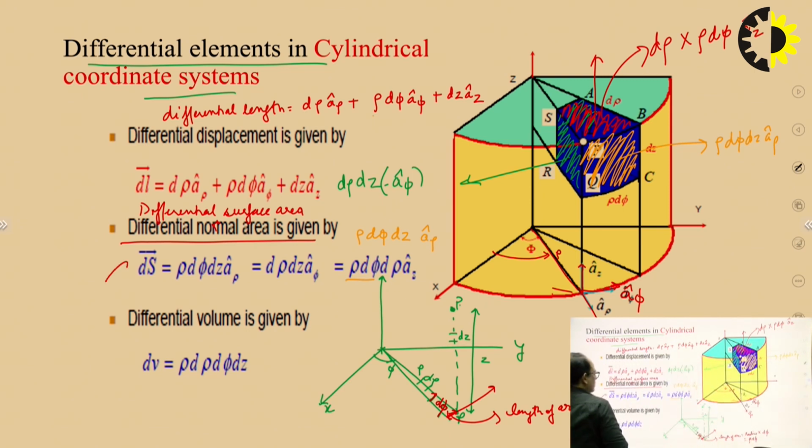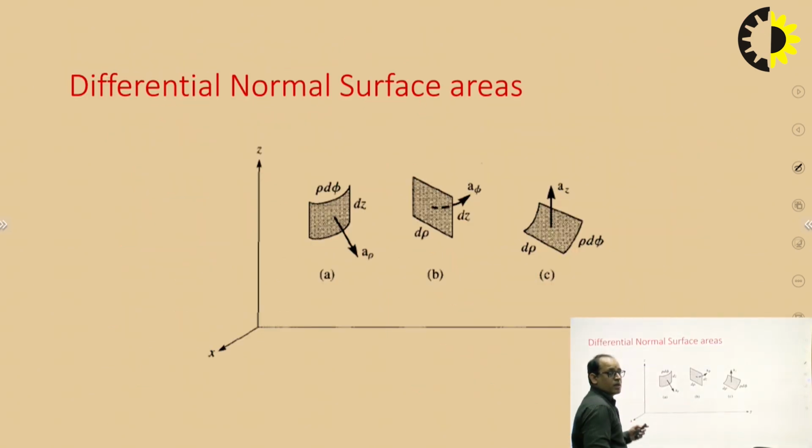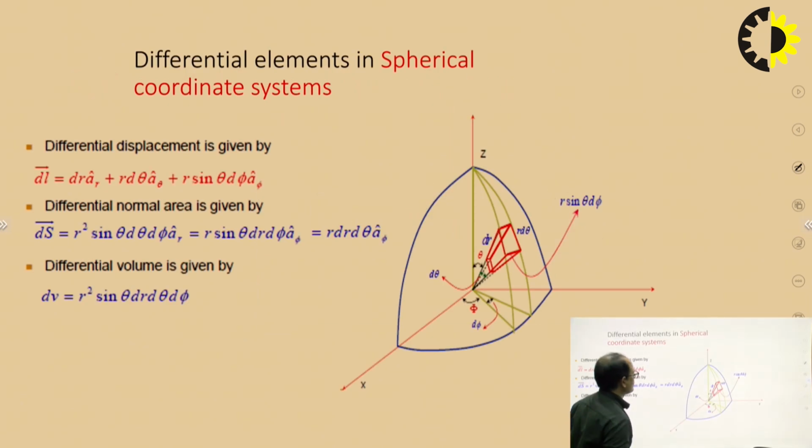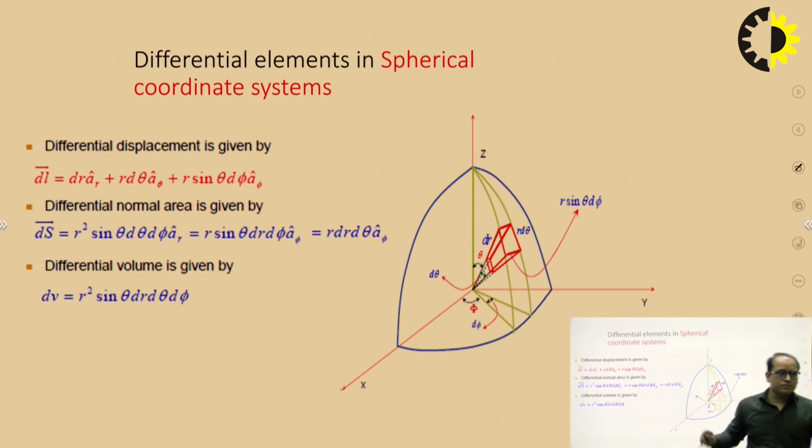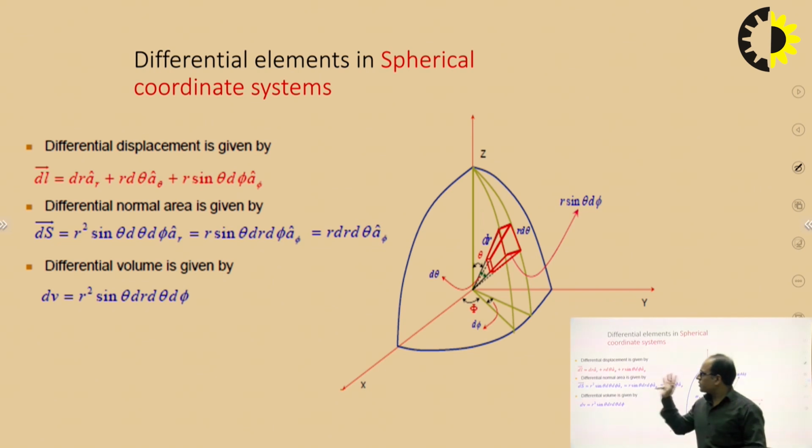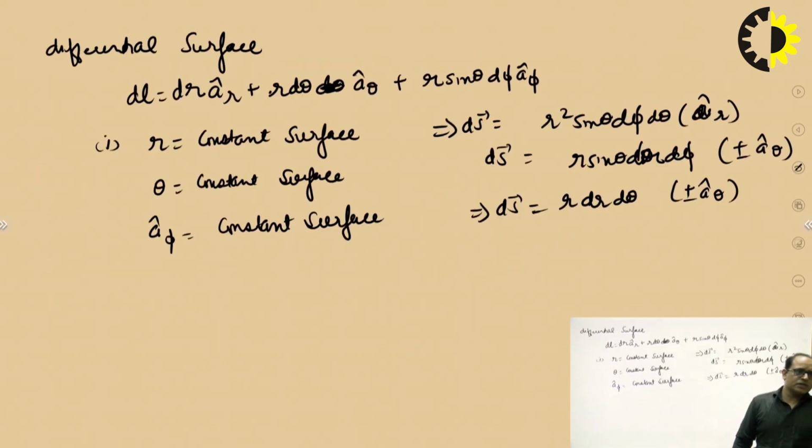Clear? And for the differential volume, multiplying all the differential elements, we get the overall differential volume, that is rho d rho d phi dz. These are the differential normal surfaces. And the differential elements in the spherical coordinate system, we'll talk about in the next lecture.